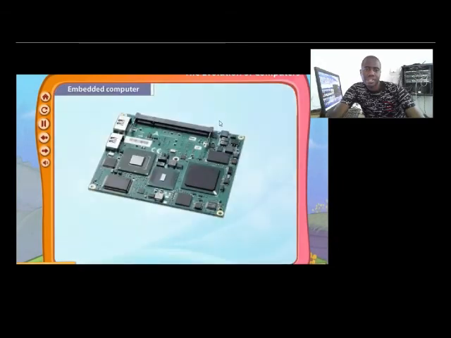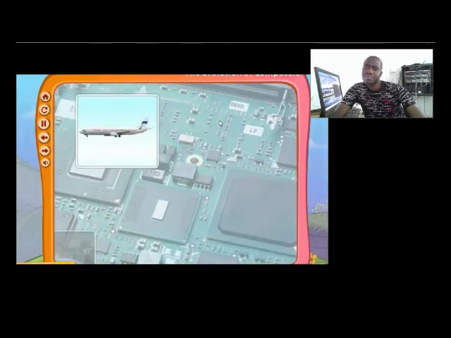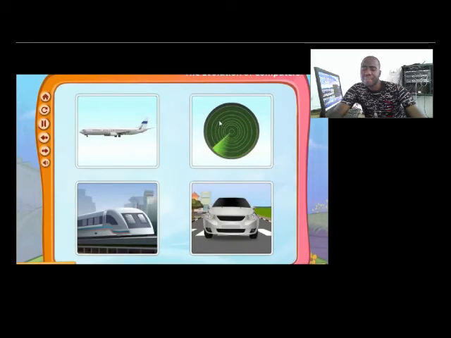The image shows an embedded computer. An embedded computer is a microprocessor that is fitted to a device to control its operation. Embedded computers are installed in appliances as well as cars, trains, or aeroplanes to perform special operations.